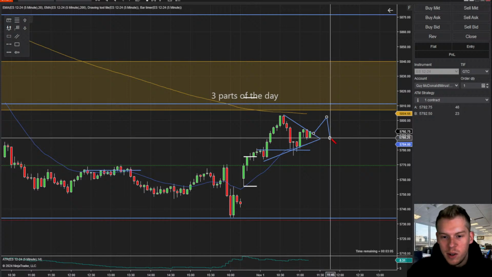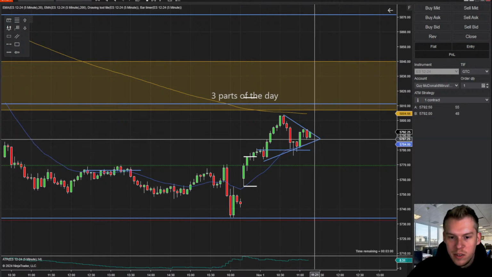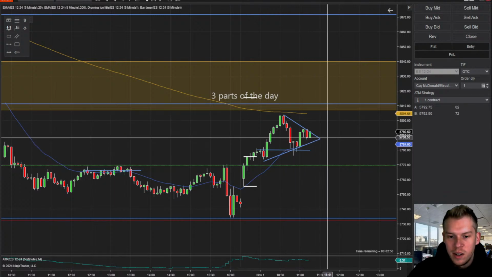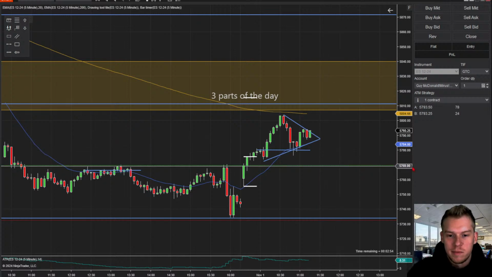So when you see a triangle, you should expect that first. Essentially, the idea is triangle, first breakout fails, and test back to the triangle, test back to the apex before heading somewhere else.